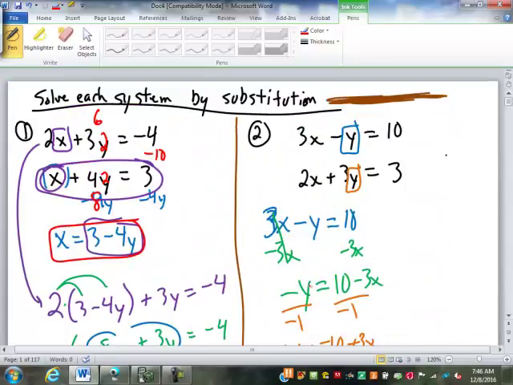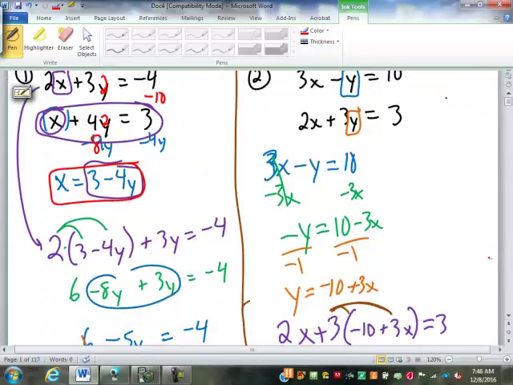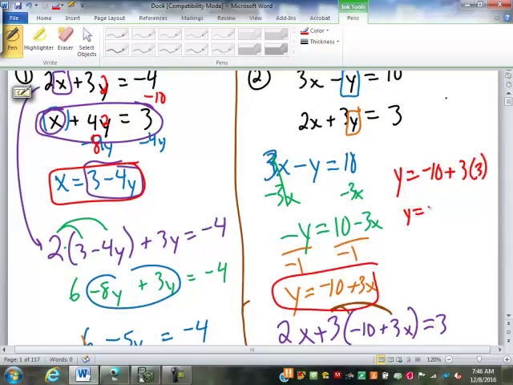Then what do we do? Well, I would come up to this equation right here and put in 3 for x. So y equals negative 10 plus 3 times 3. Y equals negative 10 plus 9. Y equals negative 1. You can always put it in one of the originals. It's just easier to use this one because it's already solved.